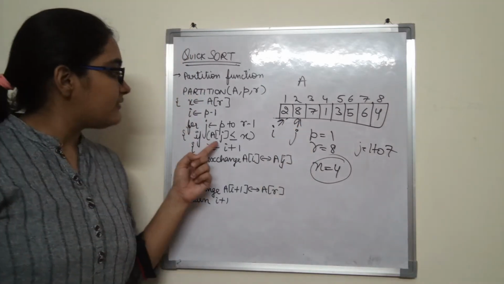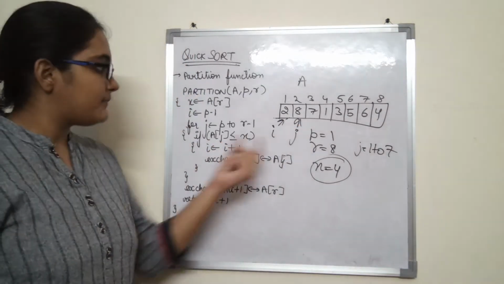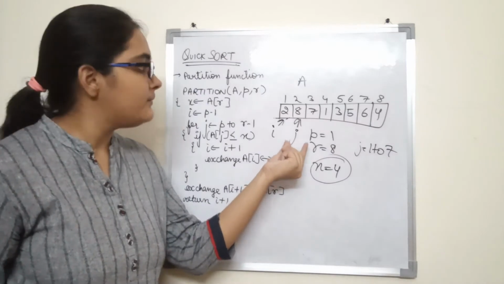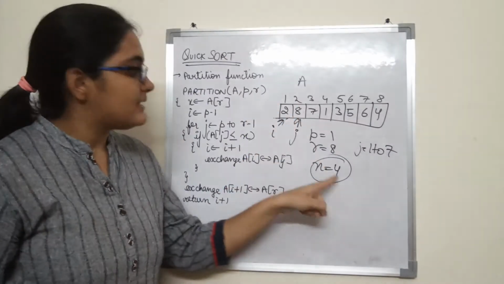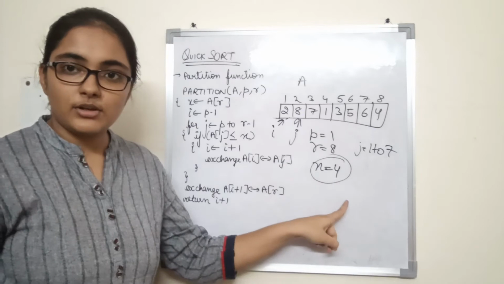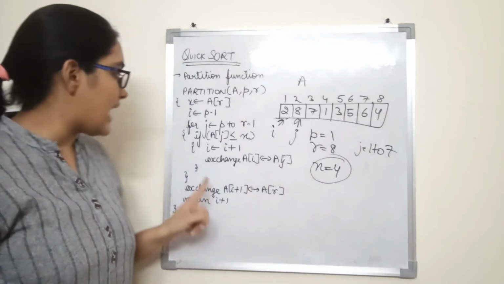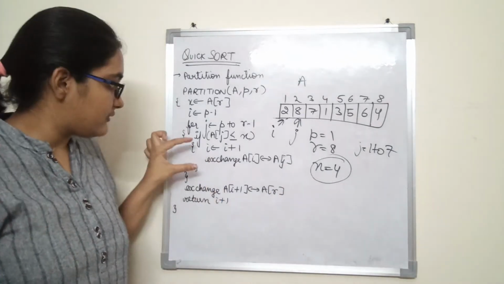Now what we have to see: if a of j is less than equal to x, that is 8 is less than equal to 4. Is 8 less than equal to 4? No, it is false. So nothing will happen because this condition fails, so this will not be evaluated.